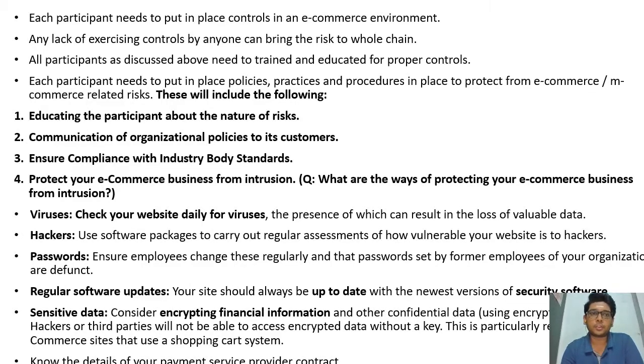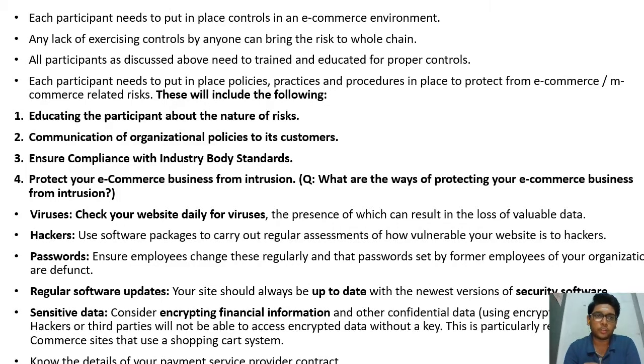What is it saying here? All the participants in the above, users, vendors, government, network, we have seen all of them. All the participants should be aware and should be trained, properly educated about the controls. Lack of exercising controls by anyone can bring the risk to the whole chain. Each participant needs to put in place practices and procedures to protect from e-commerce and commerce related risk.